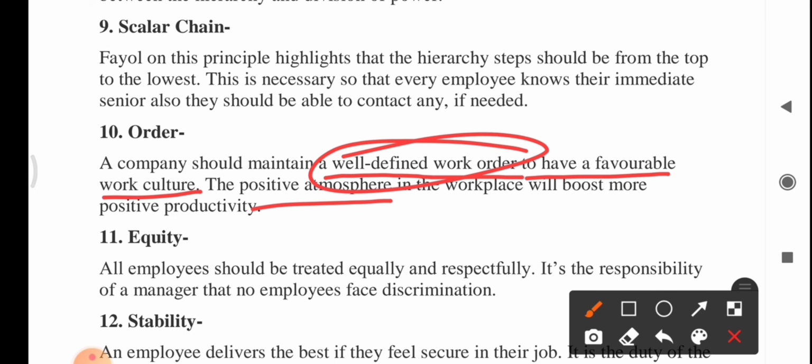Principle 11 says all employees should be treated equally and respectfully. It is the responsibility of a manager that no employee faces discrimination.